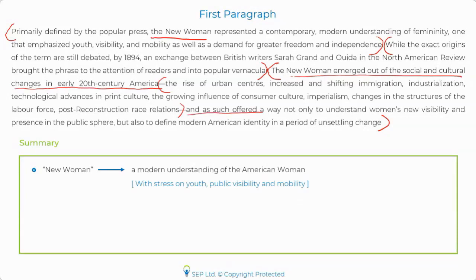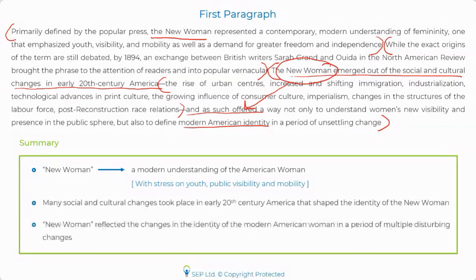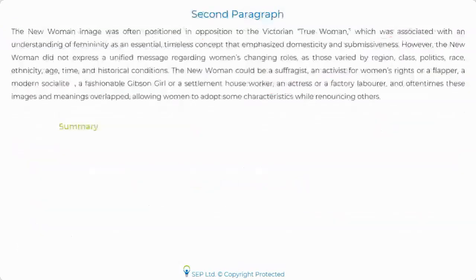Now, if I ask myself, based on my SC training, what offered a way to understand women's new visibility? The term new woman offered a way not only to understand women's new visibility. So this was the function of the term new woman. It helped to understand women's new visibility, her new presence in the public sphere, and it also helped to define the modern American identity in a period of unsettling change. So there are two things that this term did. This term reflected the changes in the identity of the modern American woman in a period of multiple disturbing changes. And the term new woman was shaped by a lot of turmoil. This is basically the summarization of this paragraph.